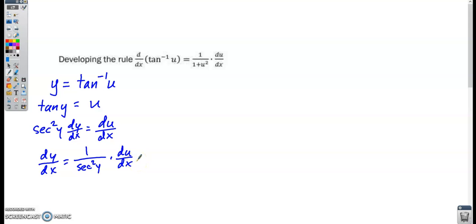Now, I want to replace that with an expression containing u. I know that u is equal to tangent of y, so I'm looking for a connection between tangent and secant squared. Well, one of those trig identities that we talked about at the top of this video is that tangent squared of y plus 1 is equal to secant squared of y. And so, this works out really nice. I can just replace this secant squared y. I don't really have to think about anything like I did in the last example. I'm just going to replace secant squared of y with tangent squared of y plus 1.